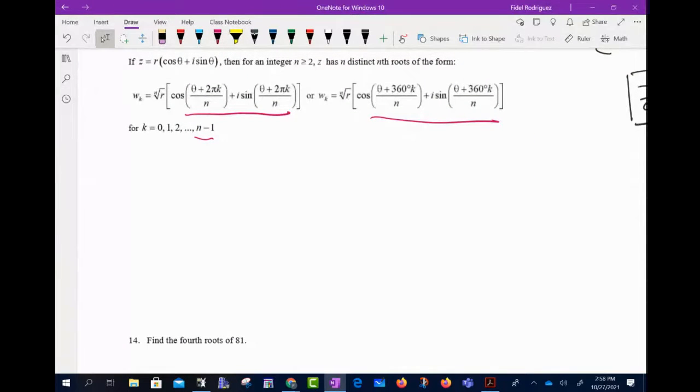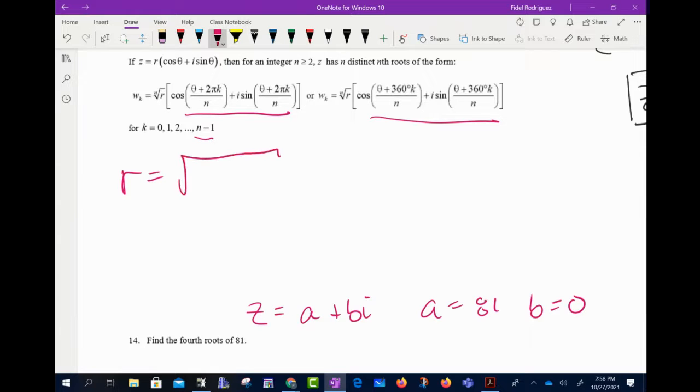So let's take a look at this one here. It says find the fourth roots of 81. The first thing I'm going to do is think of this number in rectangular form. I'm looking for the fourth roots of 81. Do you agree with me that my A is equal to 81 and my B is equal to 0? First, I want to write this number in polar form, so we're going to find our r. Remember, it's the square root of A squared plus B squared.